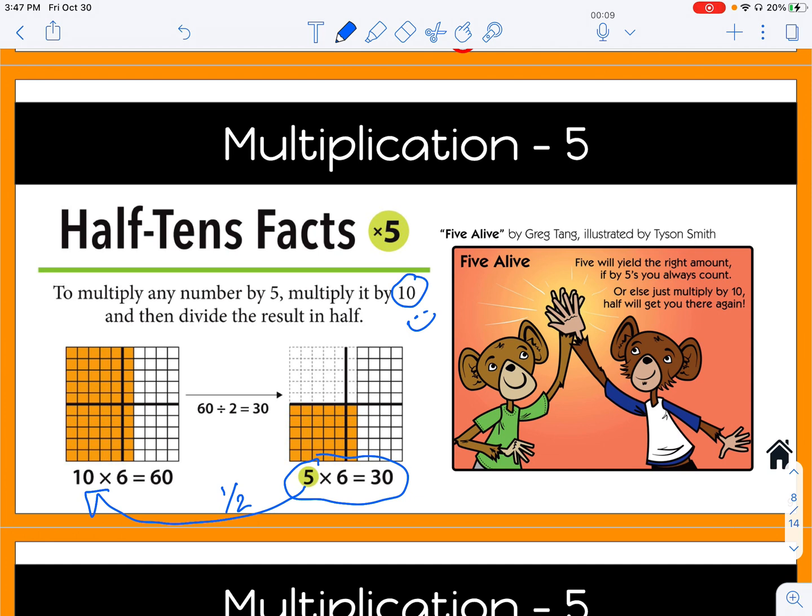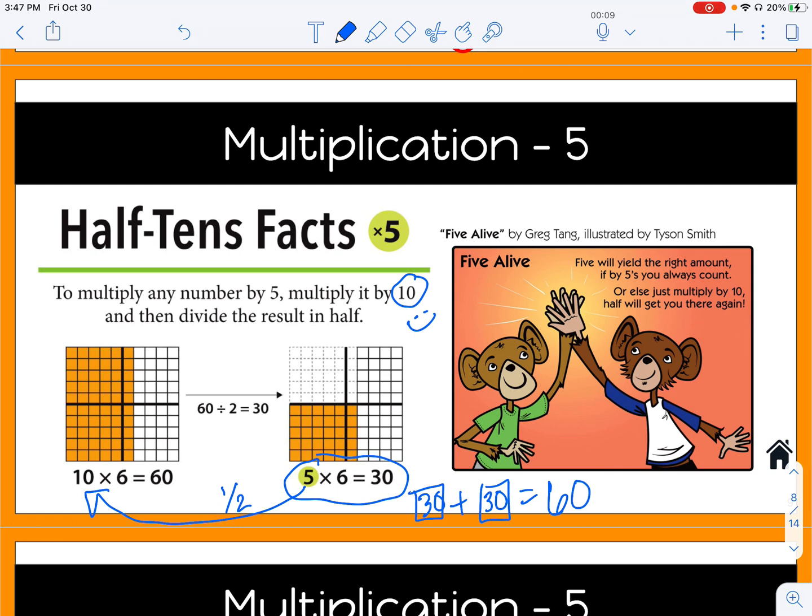Then I'm going to think, what plus what equals 60? We're going to figure out that 30 is half of 60. Or you can do 60 divided by 2. You can also skip count by 5: 5, 10, 15, 20, 25, 30, but that takes a while. Sometimes when you're trying to do your fives quickly, multiplying by 10 and then thinking what's half that number can be a little faster.